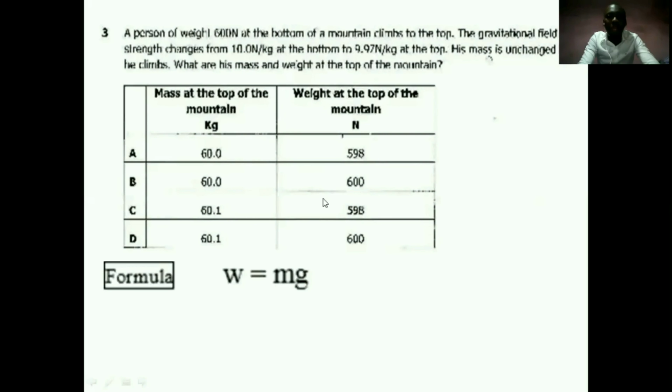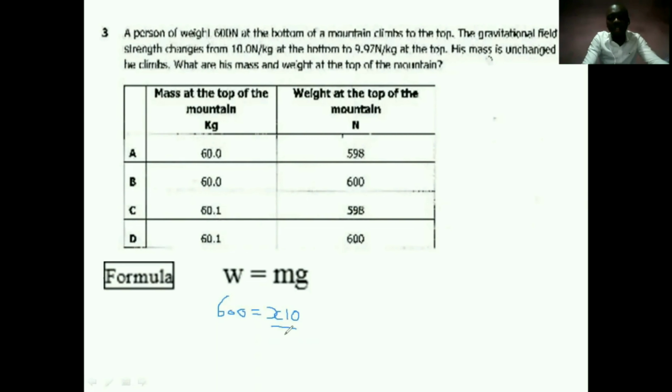When we are calculating weight, we use the formula mass times acceleration due to gravity, which is the g there. We are not given the mass, but we can calculate the mass from the information that we are given. We are told the weight is 600 Newton. So 600 Newton is equal to, now we can solve for the mass using this information. I'll put X where mass is, and we were told that at the bottom, the acceleration due to gravity was 10.